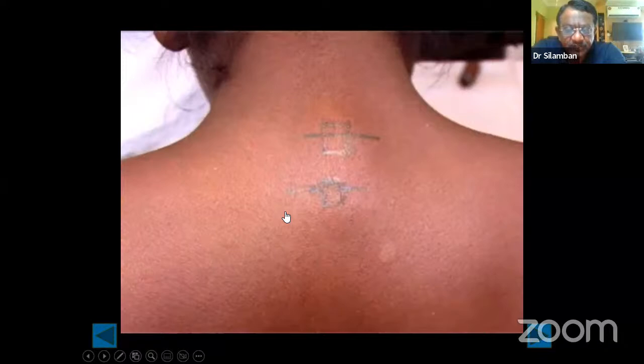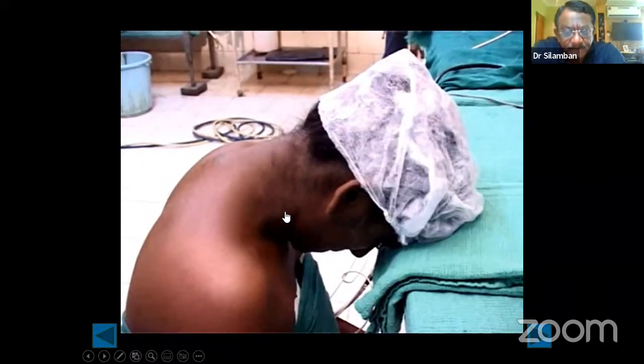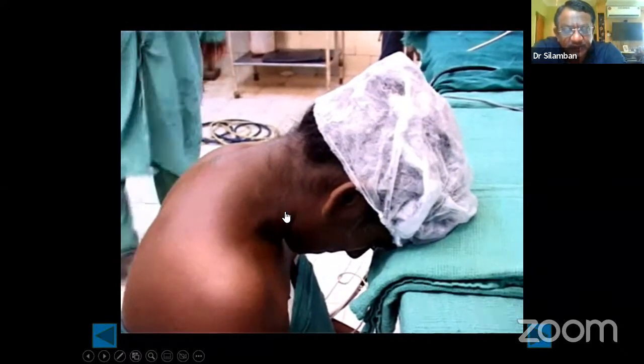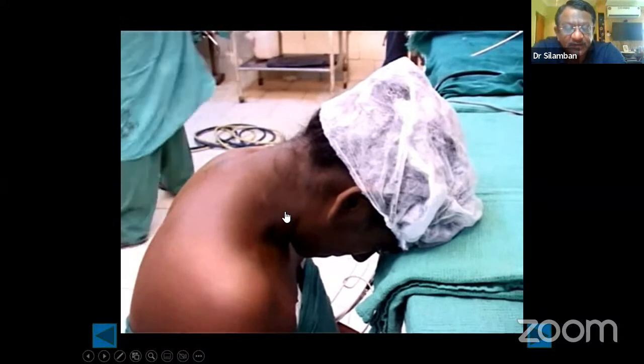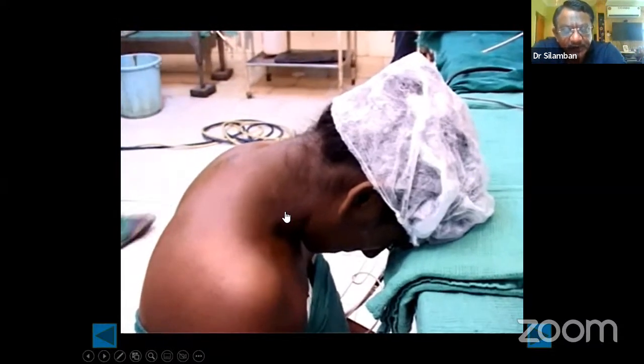C7-T1. The first most prominent spine is C7. The next spine naturally is T1. This is the position of the patient for a cervical epidural. Full flexion of the neck is advised.